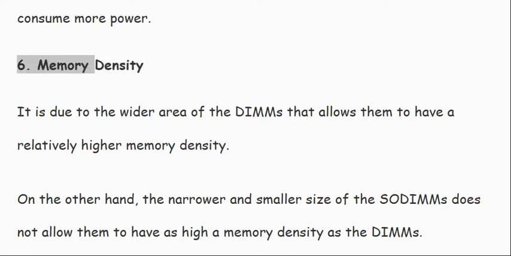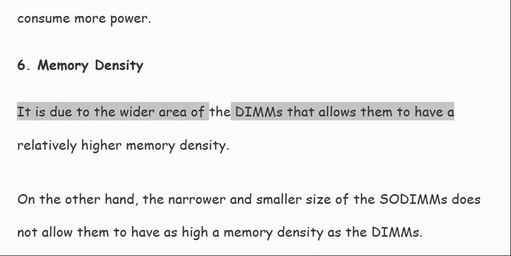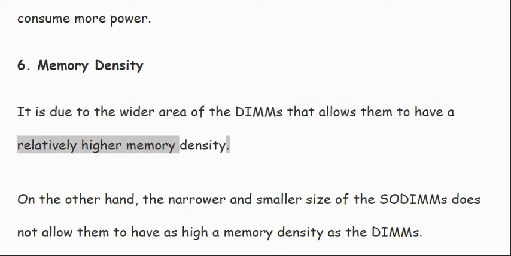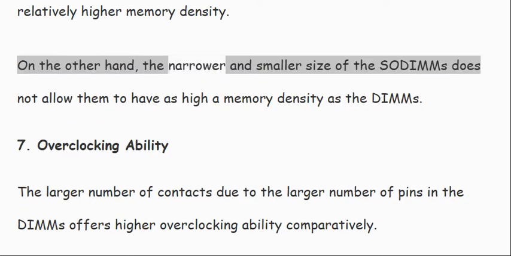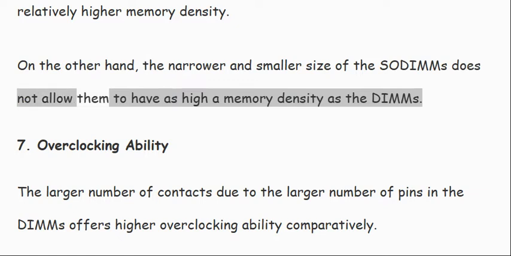6. Memory density. It is due to the wider area of the DIMMs that allows them to have a relatively higher memory density. On the other hand, the narrower and smaller size of the SODIMMs does not allow them to have as high a memory density as the DIMMs.